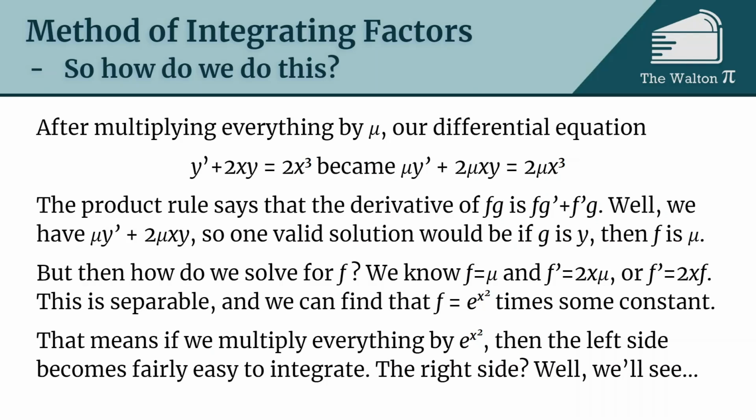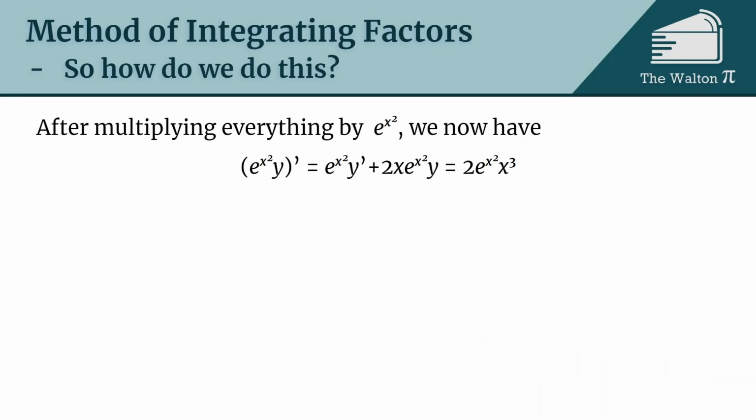The right side can sometimes become a bit of a beast with these types of problems, so we'll deal with that in a second. But once we've multiplied everything by e to the x squared, we now have e to the x squared times y prime plus 2x e to the x squared y, which is equal to our right-hand side, 2 e to the x squared times x cubed.